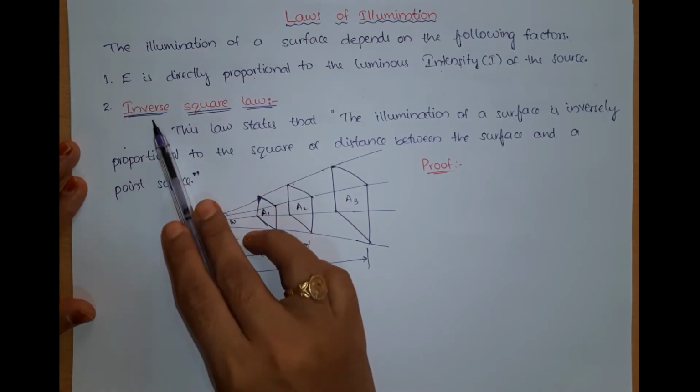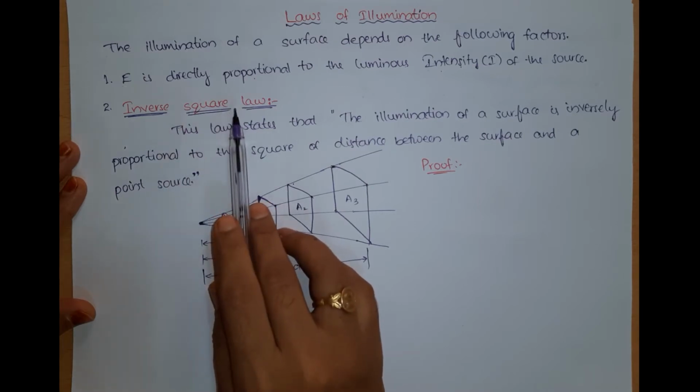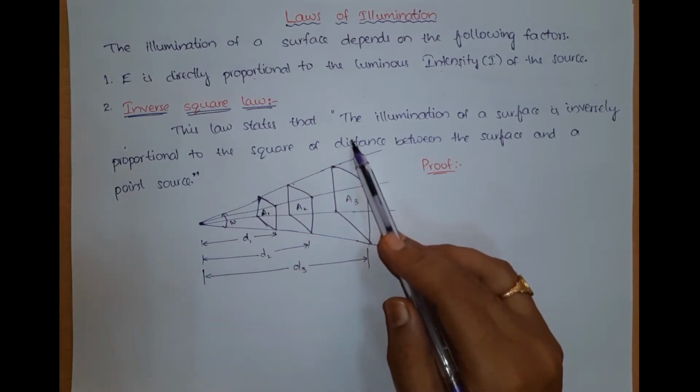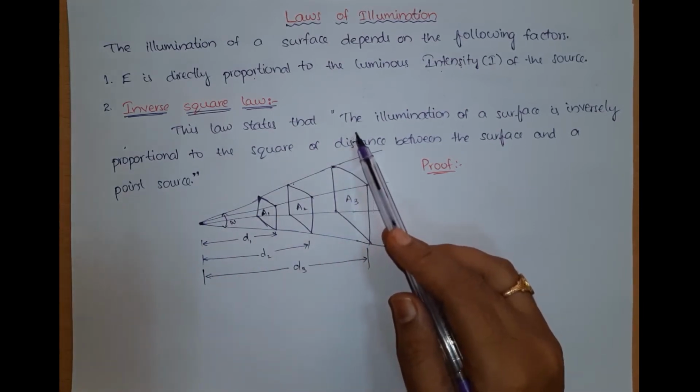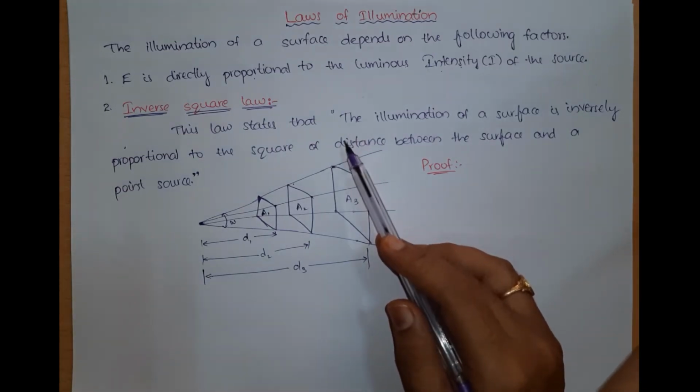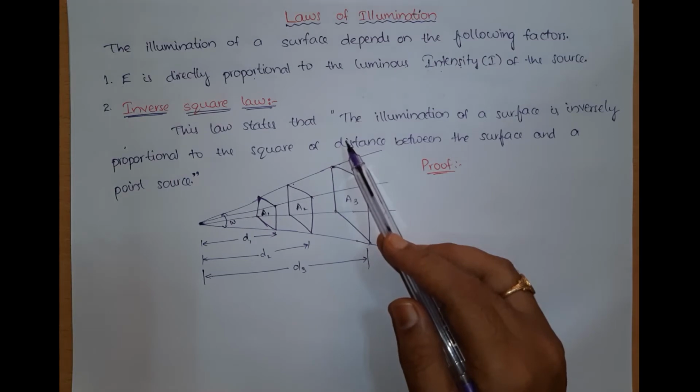So also the illumination of a surface depends on the inverse square law. Now let us see what is this inverse square law. So this inverse square law states that the illumination of a surface is inversely proportional to the square of the distance between the surface and the point source.